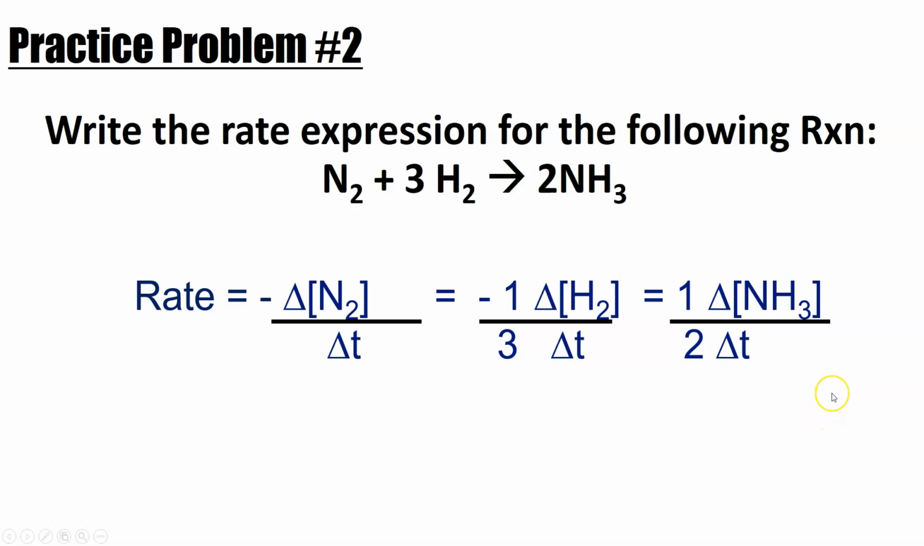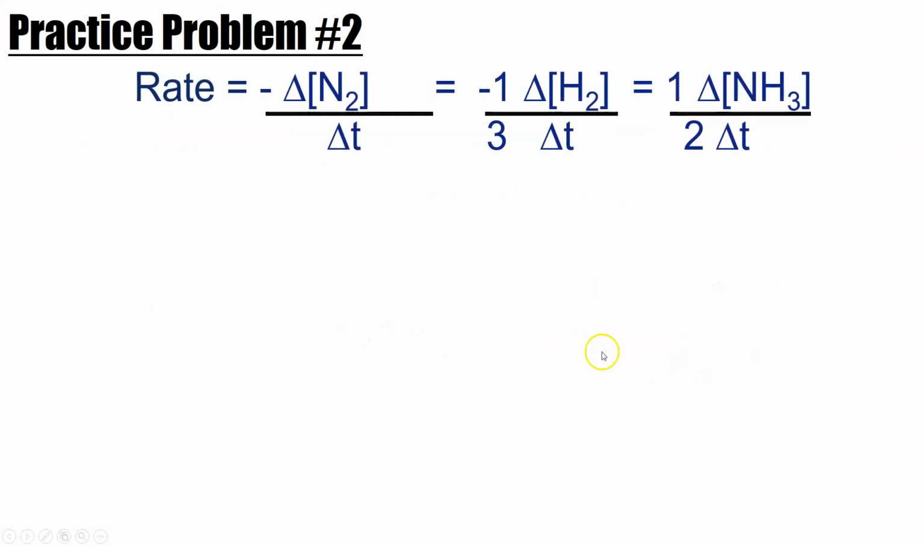There we go. Negative reactants, positive products, delta over delta for every piece, dividing by my coefficients so everything is as reduced as possible and equal to each other. Let's use that expression for this practice problem.